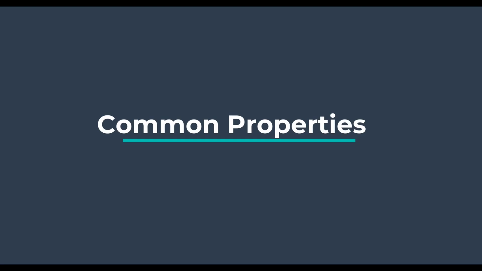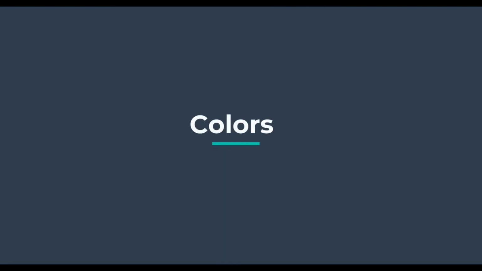There are a huge number of properties that you can use in CSS. It's impossible to learn all of them. So let's check out the most common ones in this video. First, let's check out the color properties. Colors are specified using predefined color names or RGB or hex values.